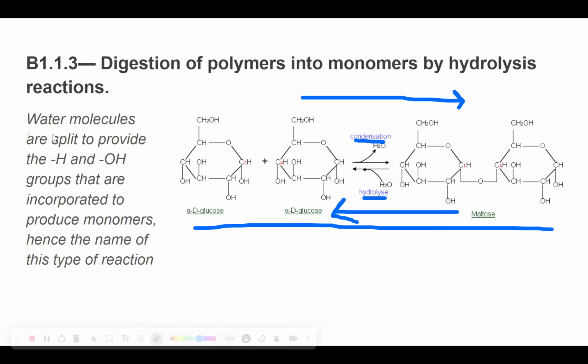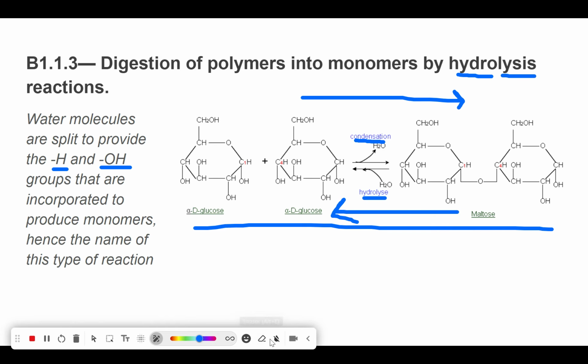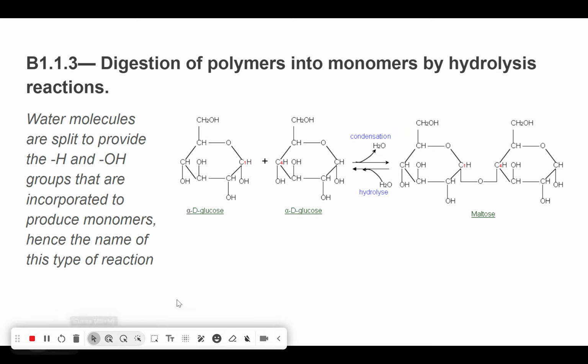So in hydrolysis reactions, water molecules are split to provide the hydrogen ion and the hydroxyl group that are then incorporated to produce the monomers, hence the name of this type of reaction. Water, lysis, breaking apart of. So you are breaking apart a big molecule by adding water to it. It's right there in the name.